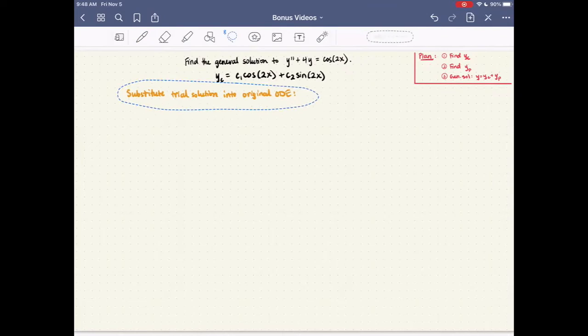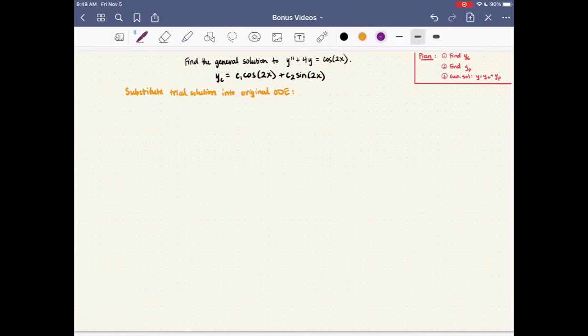I'm going to move this up a little bit because I don't want to run out of room. Our trial solution that we just found, I'll rewrite it here. The trial solution tells us that the form of our particular solution is going to be some constant a times x cosine 2x plus some constant b times x sine 2x.